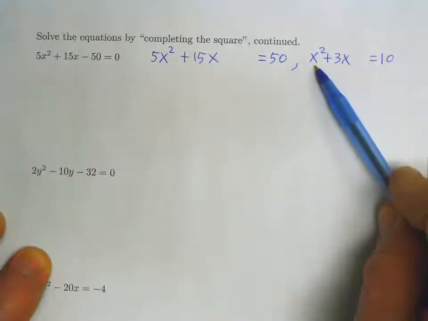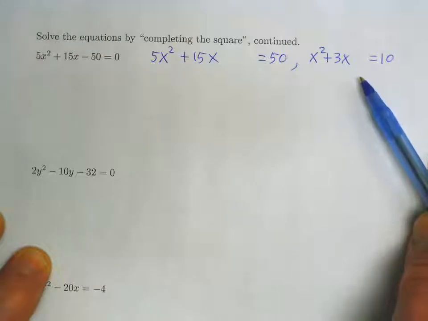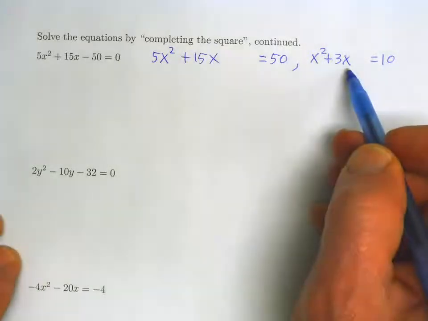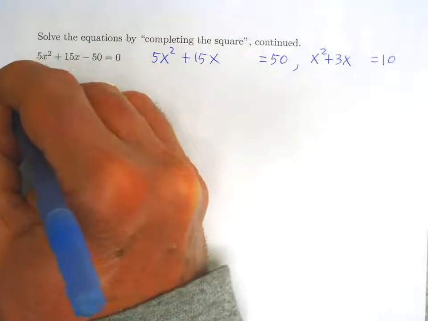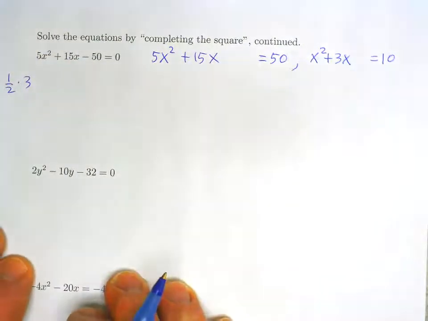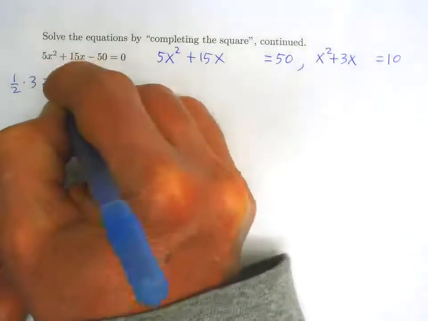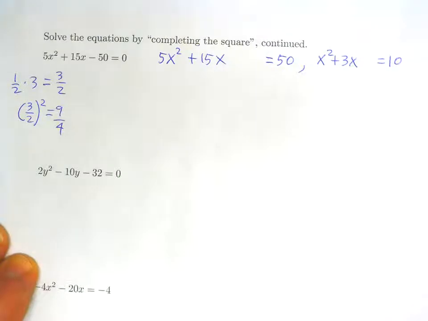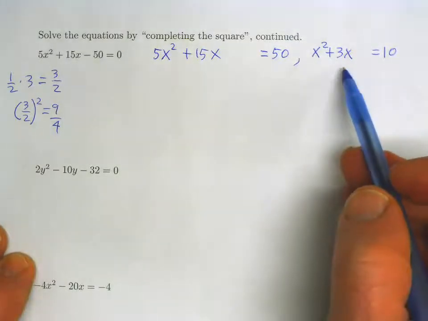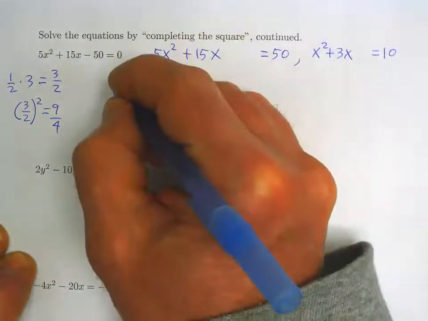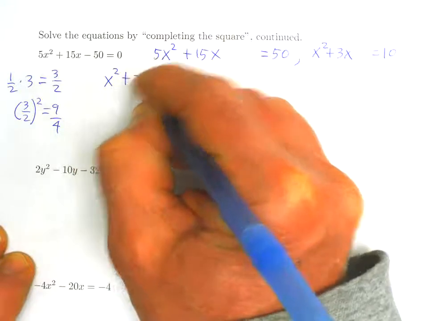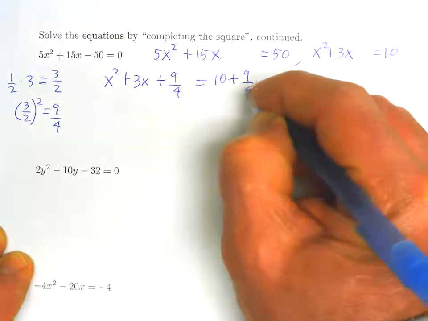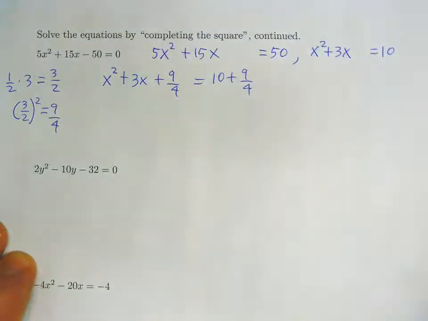Now that the coefficient of x squared is 1, we'll find the number that we need to add to both sides so that the left-hand side is a perfect square trinomial. The coefficient of x is 3, so we find 1/2 of 3, which is 3/2. And then we square that number. 3/2 squared is 9/4. Okay, so we're going to add 9/4 to both sides of this equation. And we'll get, on the left-hand side, x squared plus 3x plus 9/4 equals 10 plus 9/4. The left-hand side is now a perfect square trinomial.